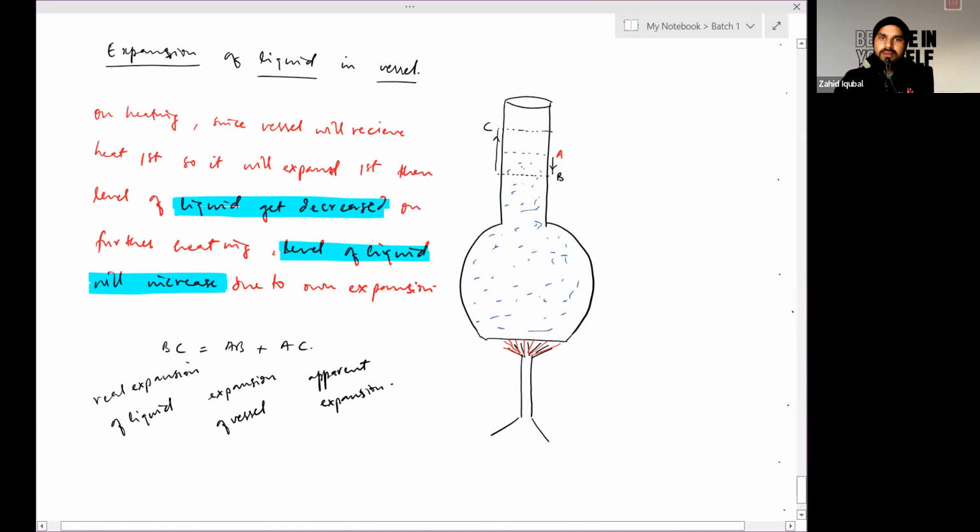Now, this particular liquid will have the same real expansion in all different vessels. So just remember, the real expansion of liquid will be the same in all vessels. Just write it down.